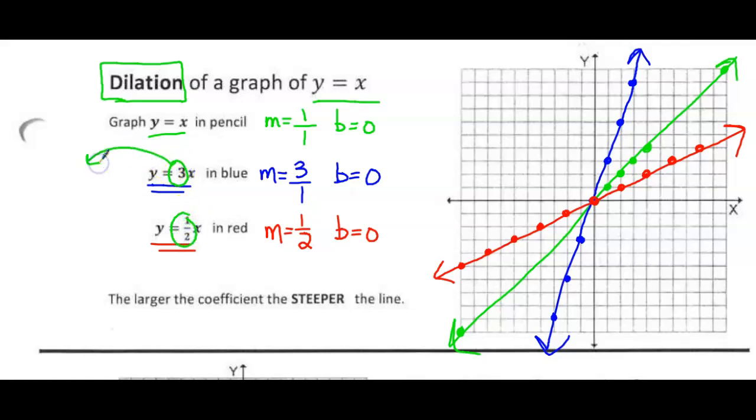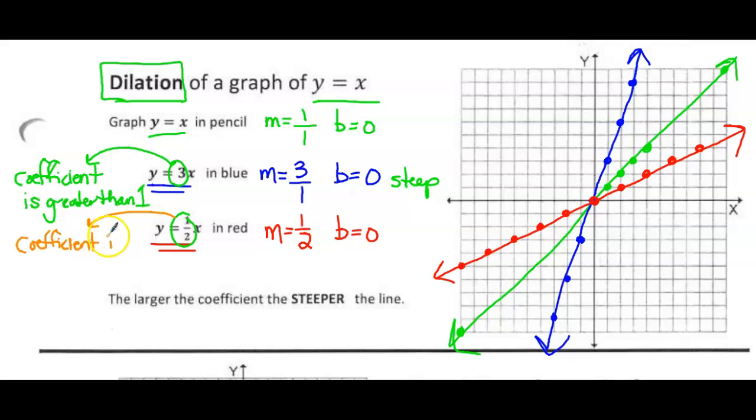So the first note I want you to write, this coefficient is greater than 1. 3 is greater than 1. So this is going to be a steep line. The line gets closer to the y-axis. And then down below, right here, this coefficient is less than 1.